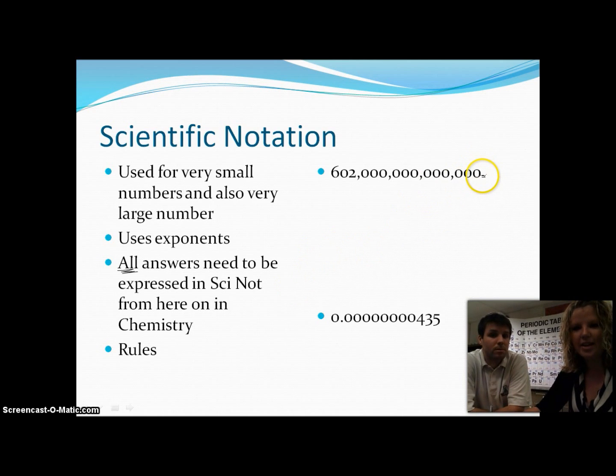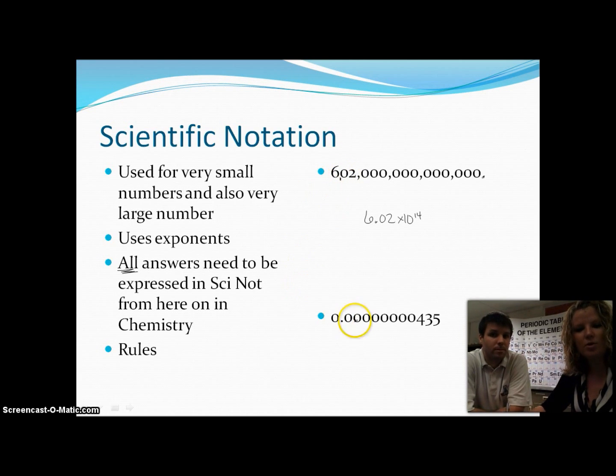So to do that, we would move our decimal place over. This would be technically where our decimal place would be, and we'd move it over 1, 2, 3, 4, 5, 6, 7, 8, 9, 10, 11, 12, 13, 14. So this number would be 6.02 times 10 to the 14th. And notice I put that decimal right there because that's one of our rules that we're going to talk about later, that this first number has to be between 1 and 9. You can't have two digits.